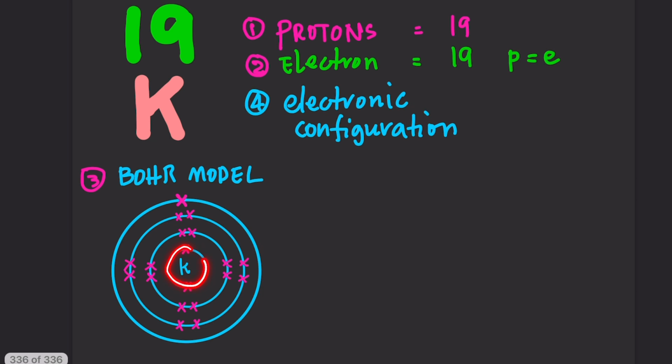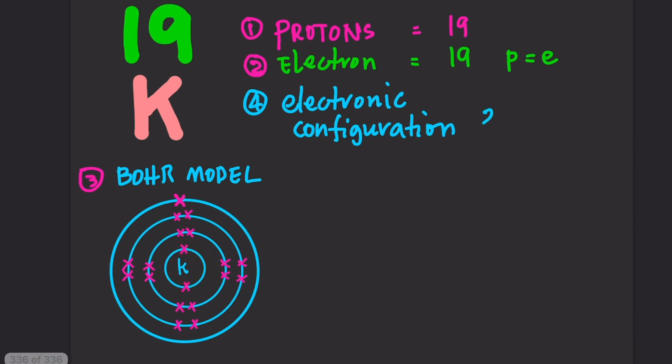So the first shell has 2, therefore my first digit is 2. The second shell has 8. The third shell has 8. And the fourth shell has 1 electron. And there you go. There's the electronic configuration, which just tells you that the first shell has 2, the second shell has 8 electrons, the third shell has 8 electrons, and the fourth shell has 1 electron. Okay? What else can you tell me?